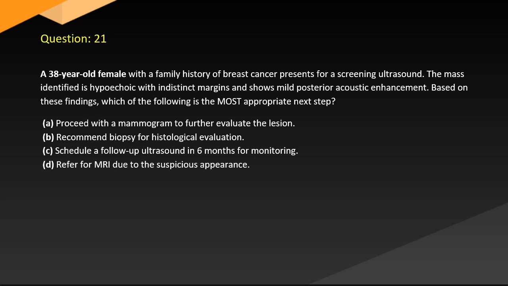Question 21. A 38-year-old female with a family history of breast cancer presents for a screening ultrasound. The mass identified is hyperechoic with indistinct margins and shows mild posterior acoustic enhancement. Based on these findings, which of the following is the most appropriate next step? A. Proceed with a mammogram to further evaluate the lesion. B. Recommend biopsy for histological evaluation. C. Schedule a follow-up ultrasound in 6 months for monitoring. D. Refer for MRI to evaluate the suspicious appearance.